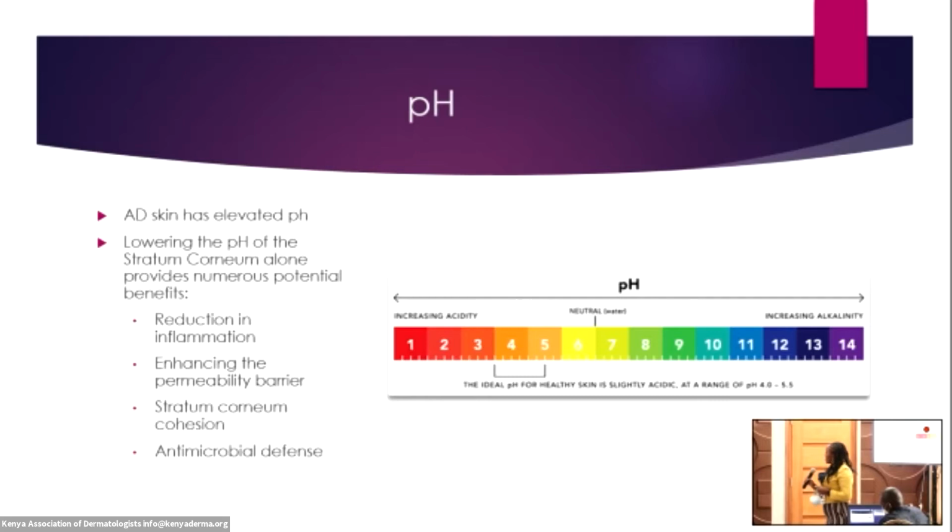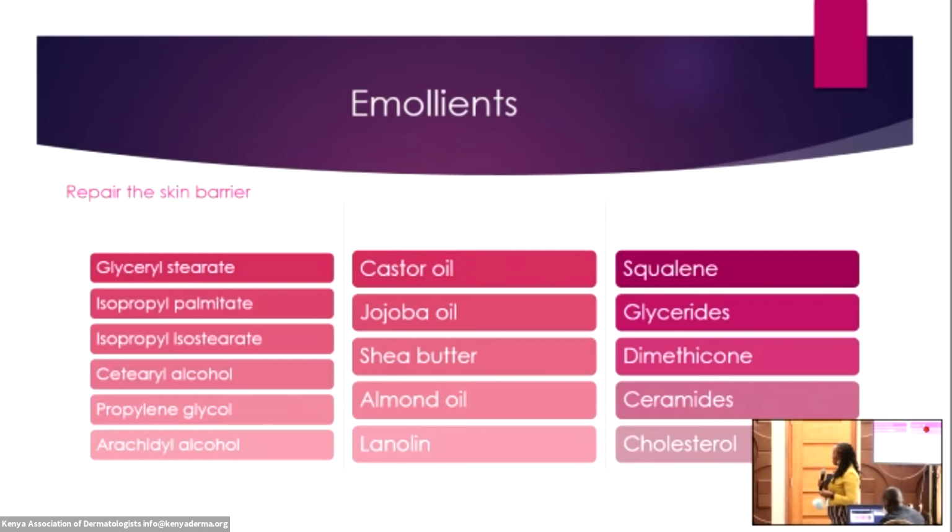So like we said, the pH in skin that has atopic dermatitis has been found to be a bit higher than the pH in normal skin. And lowering of the pH in the stratum corneum has been found to reduce inflammation, to enhance permeability of the skin barrier, to enhance stratum corneum cohesion, and to improve the antimicrobial defense. So these are all things you need to keep in mind when you're selecting an emollient.